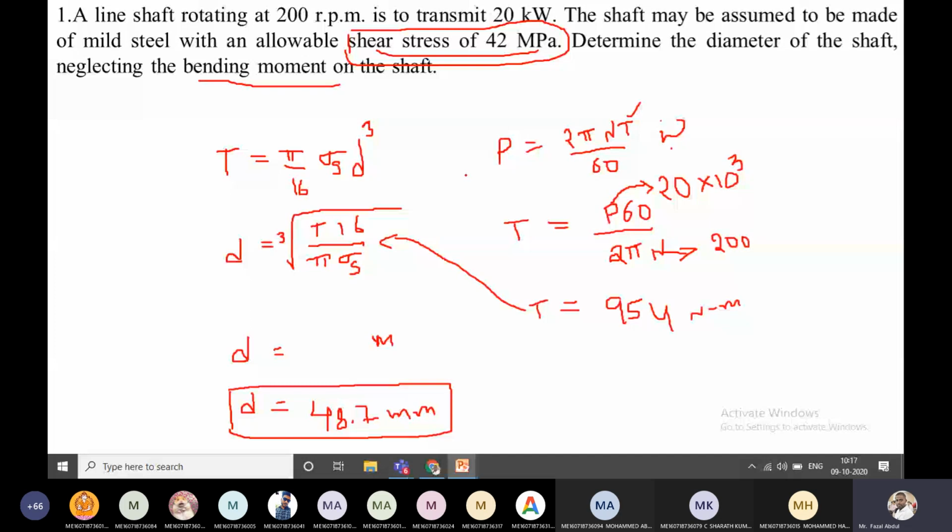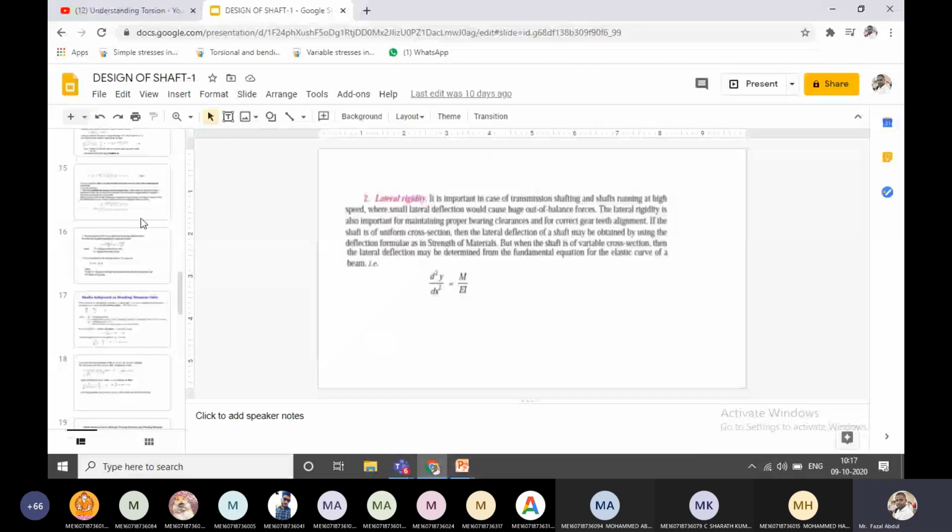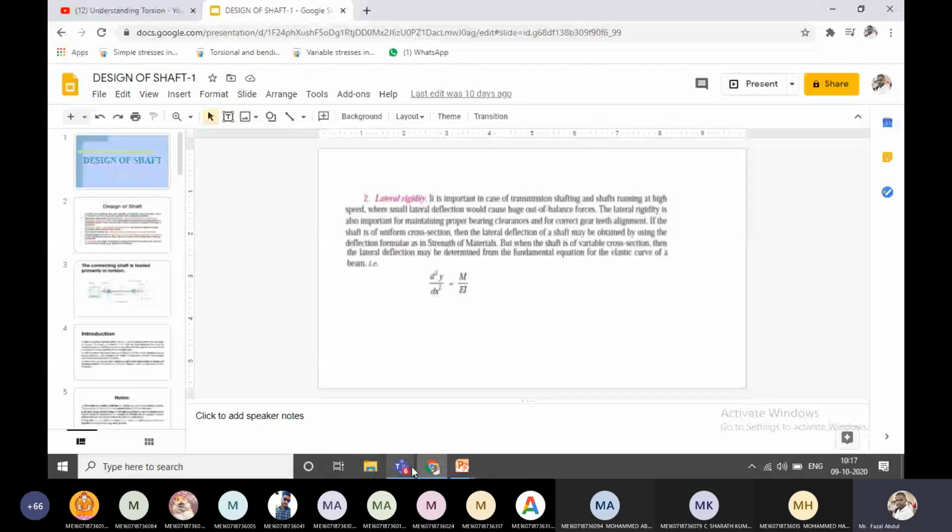Today I am going to upload the PPT of whatever we have discussed so far in the design of shaft. This total PPT is recorded in MS Teams, so go through that once, whatever the equations are there. Additionally, you need to remember the moment of inertia and polar moment of inertia equations, because without remembering the equations we cannot solve the problems. Equations are going to play the vital role here.